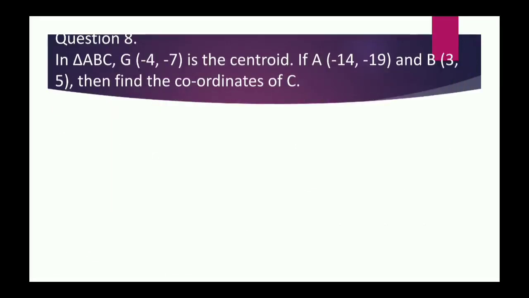Question number 8. In triangle ABC, G is (-4, -7), the centroid. So the centroid point is given. A is one of the vertices, that coordinate is (-14, -19), and B is (3, 5). Find the coordinate of C. So we have to find the coordinate of C.